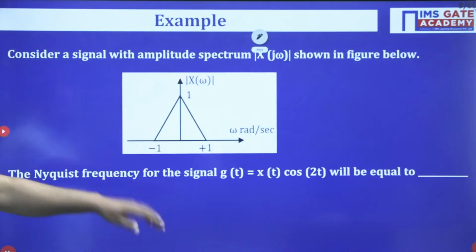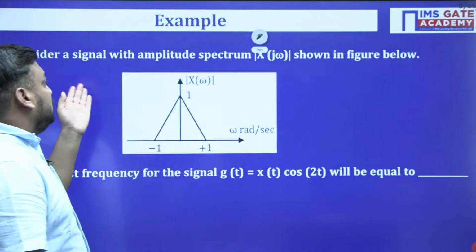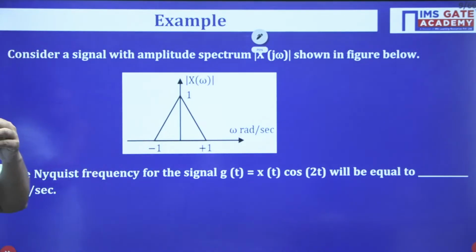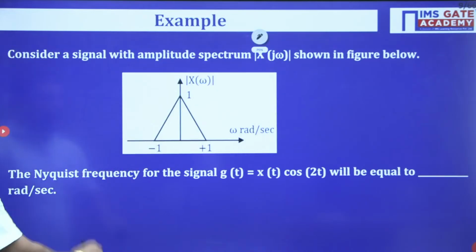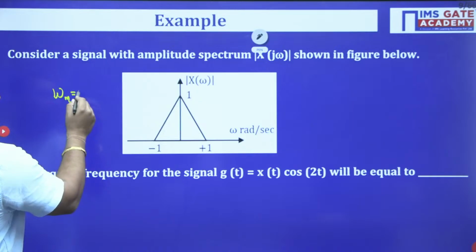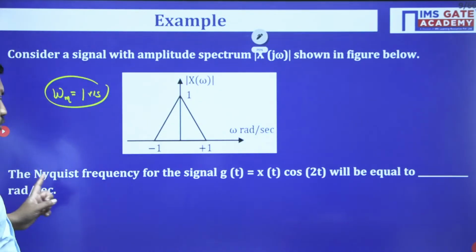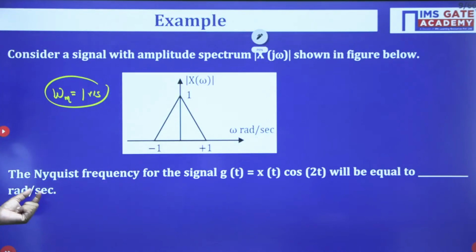Again, children, next try to solve this one. Consider a signal with this amplitude spectrum. The maximum frequency omega m is given to you as 1 radian per second. The Nyquist rate is also asked in radian per second only, not in hertz right now.